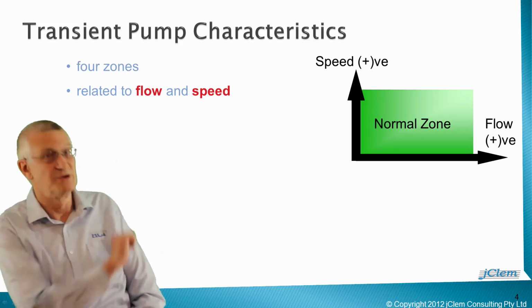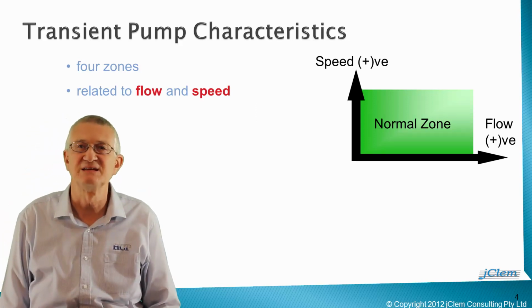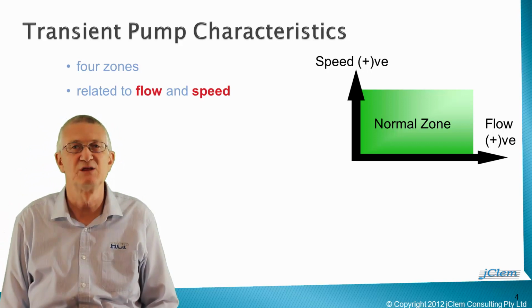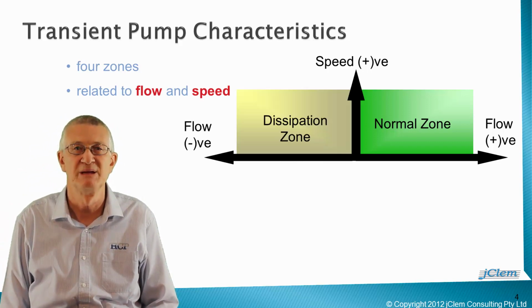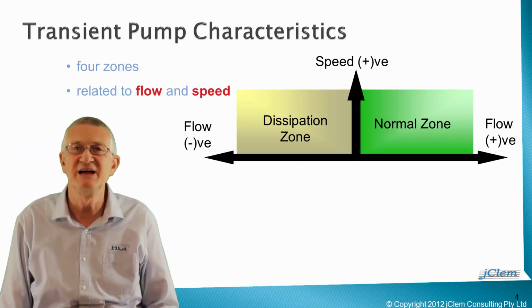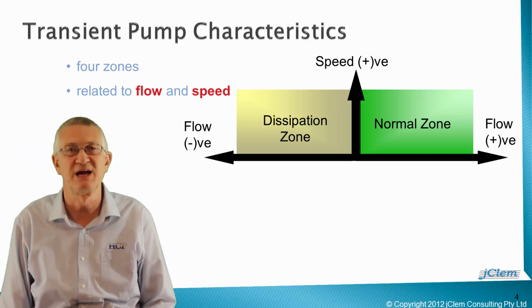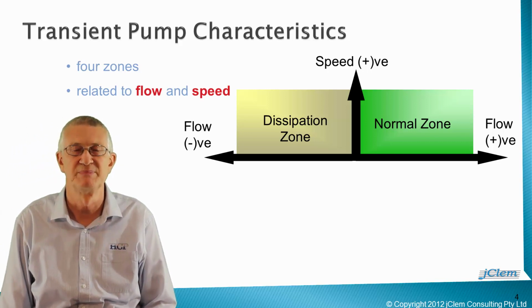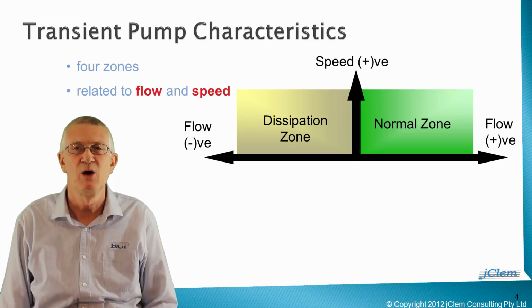The normal zone is defined as cases where the pump is rotating in the forward direction with a positive flow delivered through the pump. The dissipation zone is defined as cases where the pump is rotating in the forward direction with reverse flow through the pump. For this to occur, the water system has control of the flow, not the pump. However, the motor is still turned on and rotating.